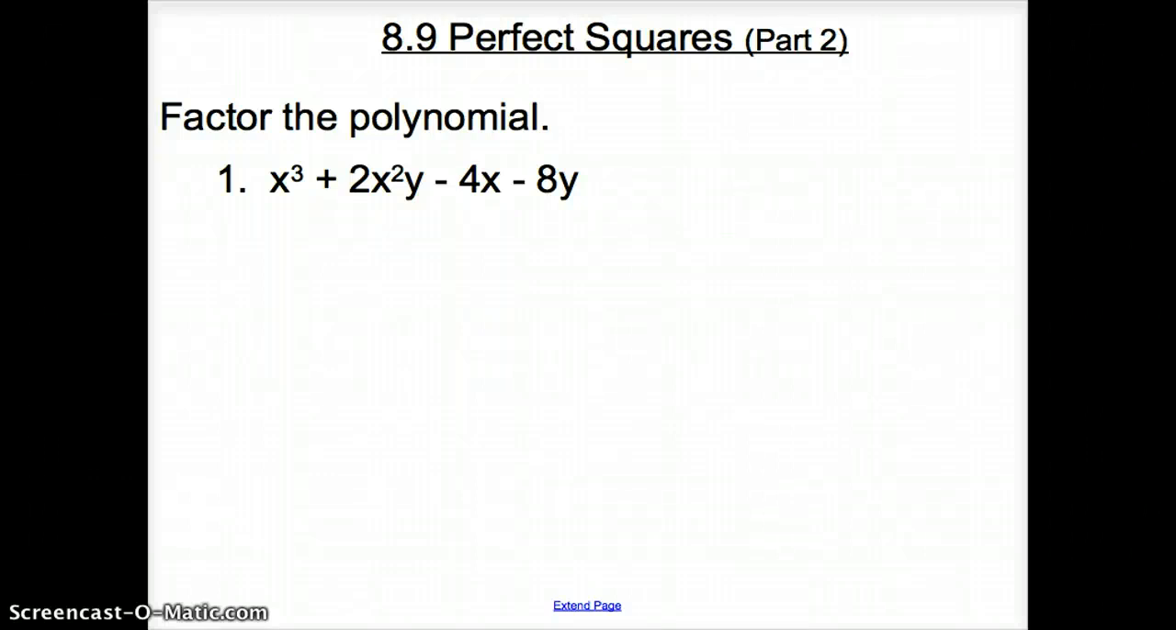Ladies and gentlemen, welcome to the second part of our last section in Chapter 8, 8.9, Perfect Squares. We're going to start with a little review, and then we're going to get into a little new material, and then that's going to be the end of the chapter.